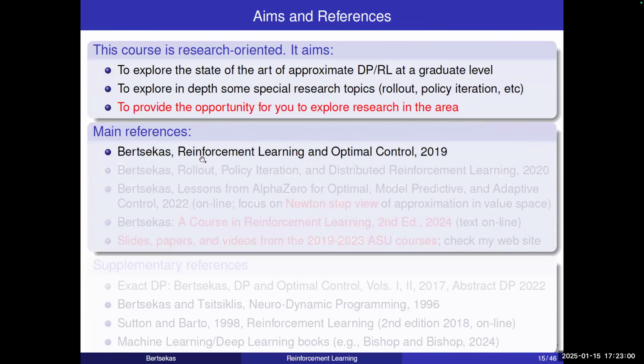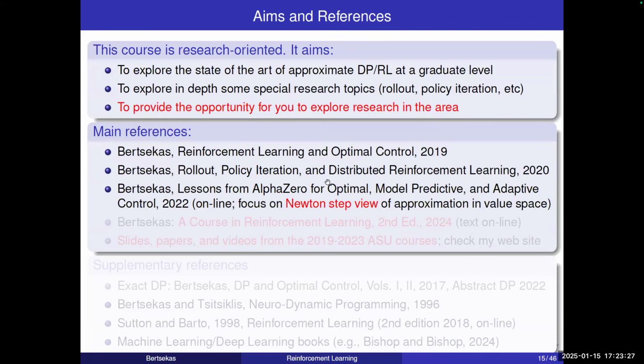References. Okay, I have a book called Reinforcement Learning and Optimal Control. I gave this course first in 2019, and following the course, I wrote this book. Then following the offering in 2020, I published another book that complements this first book and also goes into multi-agent problems, distributed reinforcement learning, and also in more detail on rollout.